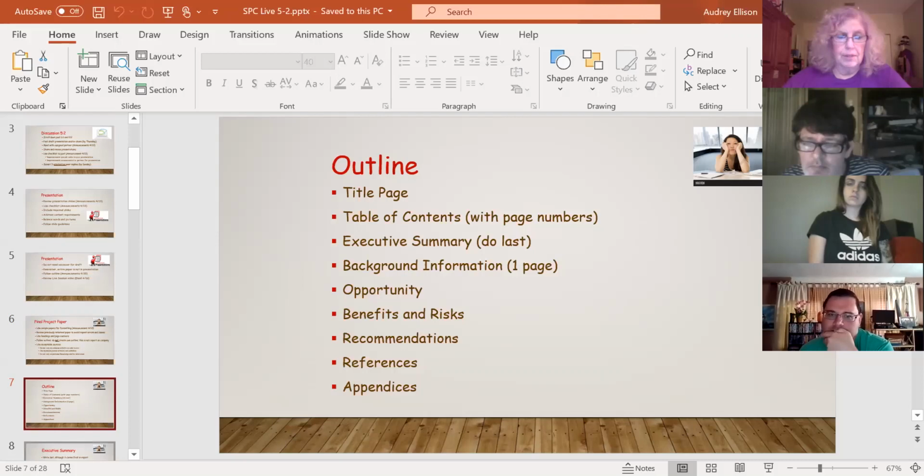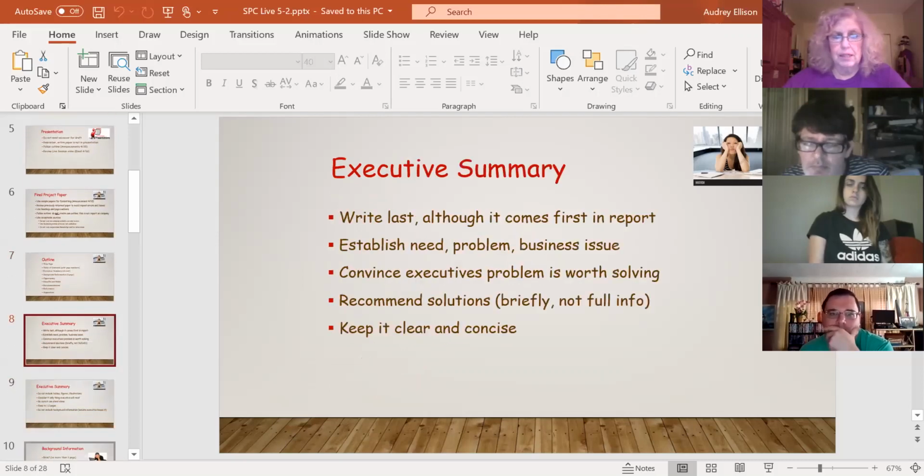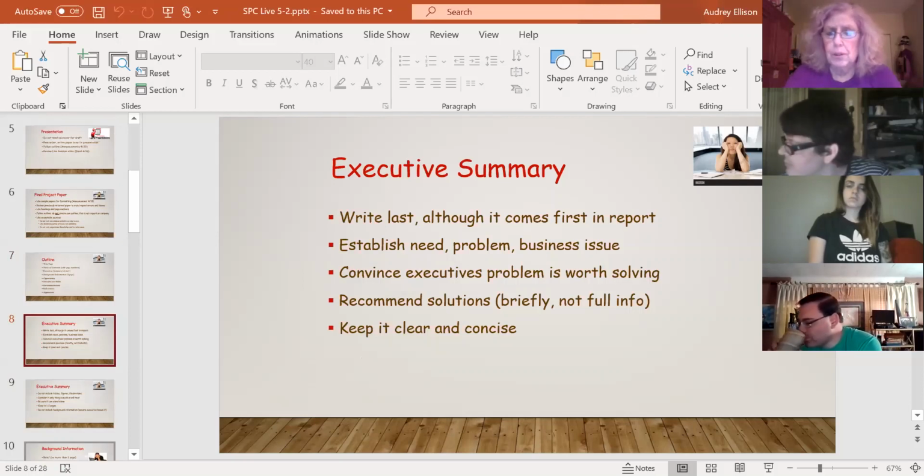So now I'm going to go over each one in a little bit more detail. I figure I don't have to go over the title page or the table of contents. Executive summary. As I said, you write it last, although it comes first. Here, you are establishing the need, the problem, or the business issue that you are going to be addressing in this report. You have to convince the executives that it's a problem worth solving.